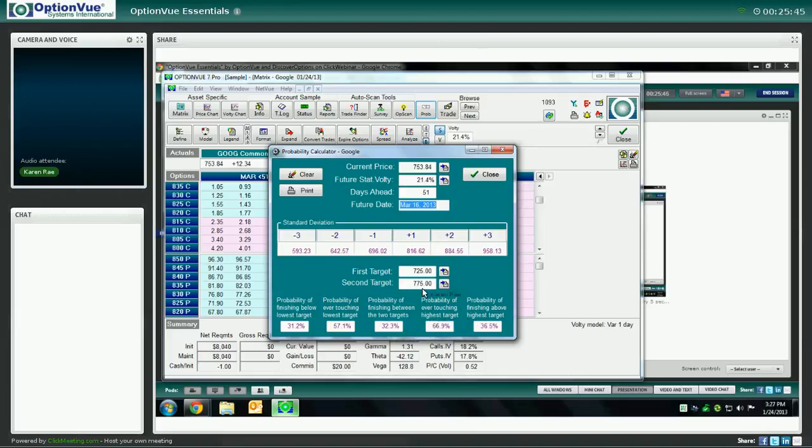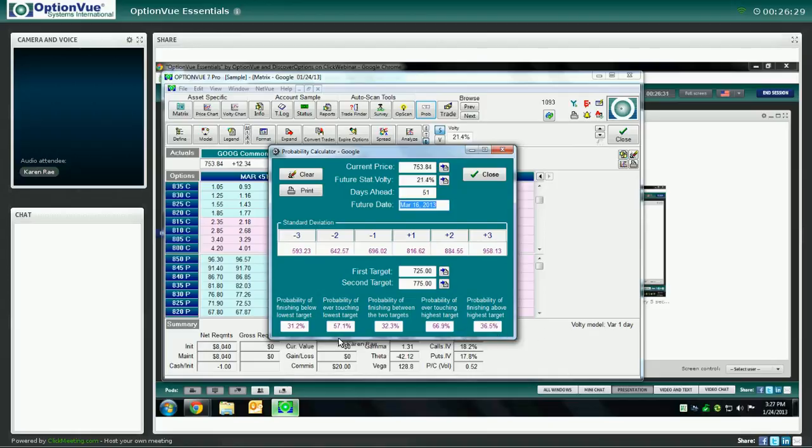What is the probability of ever touching 775? Because when I put on my spread, which I'm going to show you in a minute, I need to know if it's going to hit that higher strike, 775. And the probability of ever touching 775 is, guess what, 66.9%. That's a high probability of touching 775. So these are things that a trader would want to know when he's putting on anything: a spread, a straddle, a condor, a butterfly, or just even simply going long or short on a strike, on a call or put.